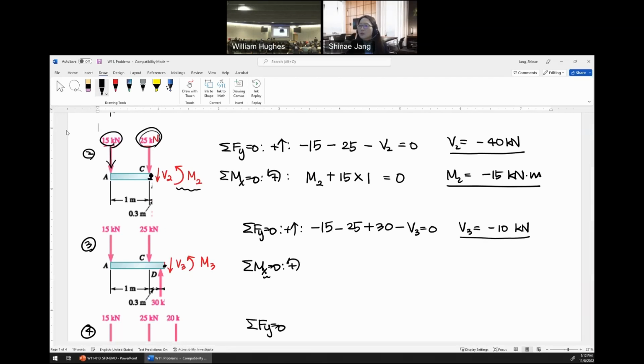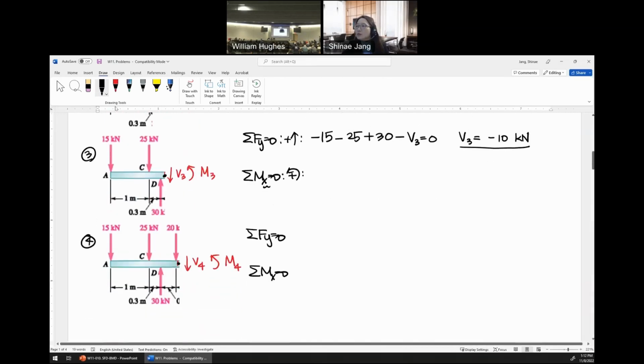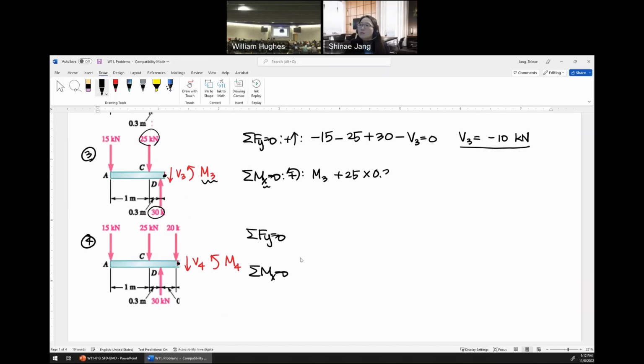And then for the moment, I'll use a little more space. We include M3 as is, right? And then no moment induced by 30 because it's too short, right? And the moment by 25 is 25 times 0.3. And then the moment by 15 is 15 times 1.3, right? So from this equation, we can find M3 is minus 27 kilonewton meter.